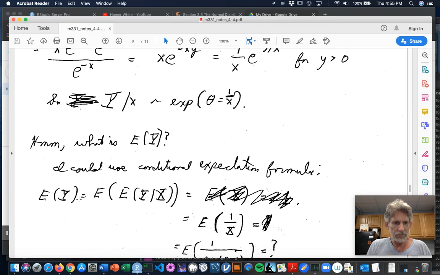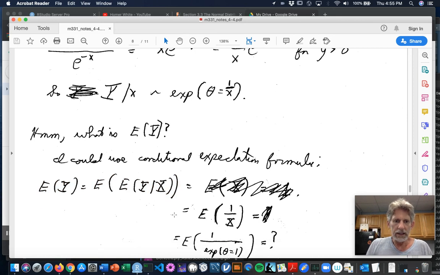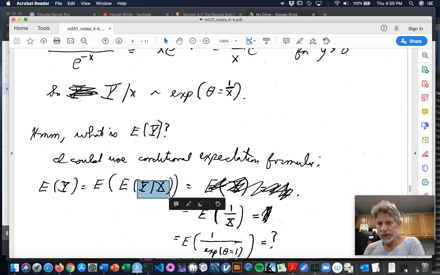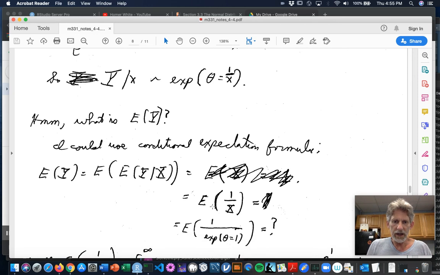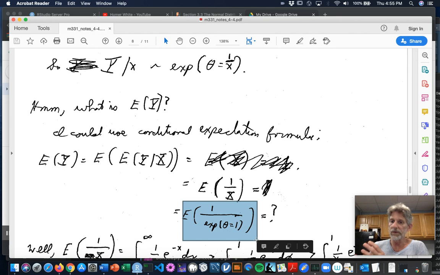So let's just try that. Expected value of y is expected value of the expected value of y given x. Okay. Well, y given x is this exponential with theta equals 1 over x random variable. So its expected value is 1 over x, because the expected value of the exponential with theta is theta. And so I've got to find the expected value of 1 over the random variable x, the expected value of the reciprocal of a familiar random variable, an exponential random variable.